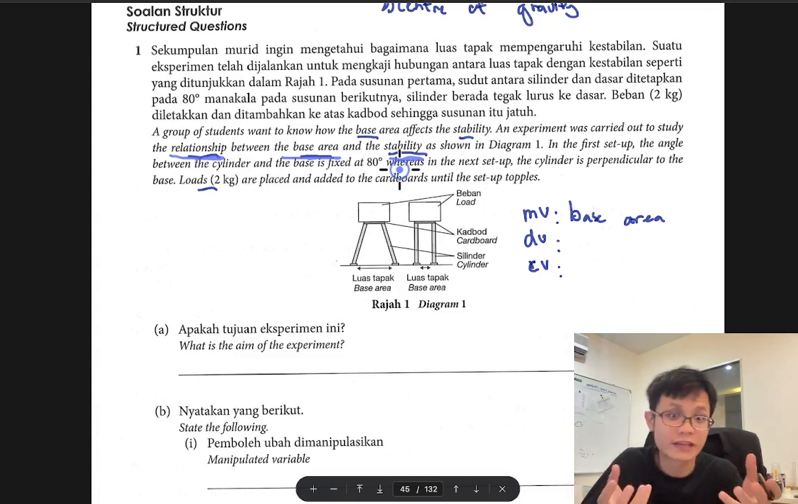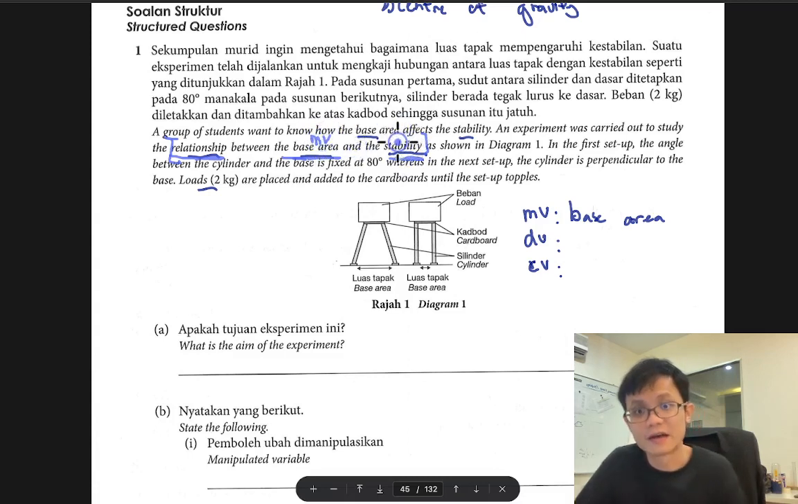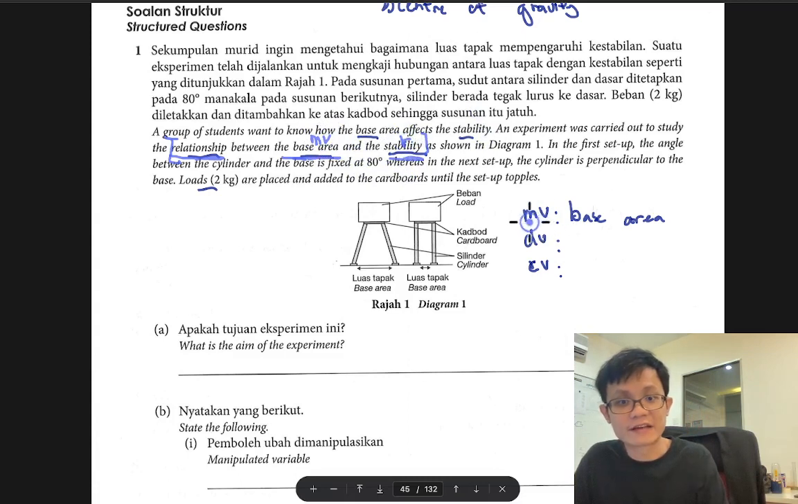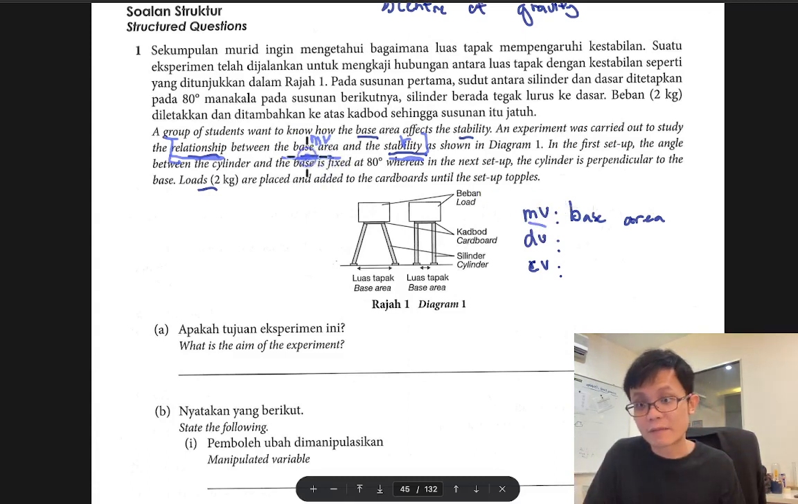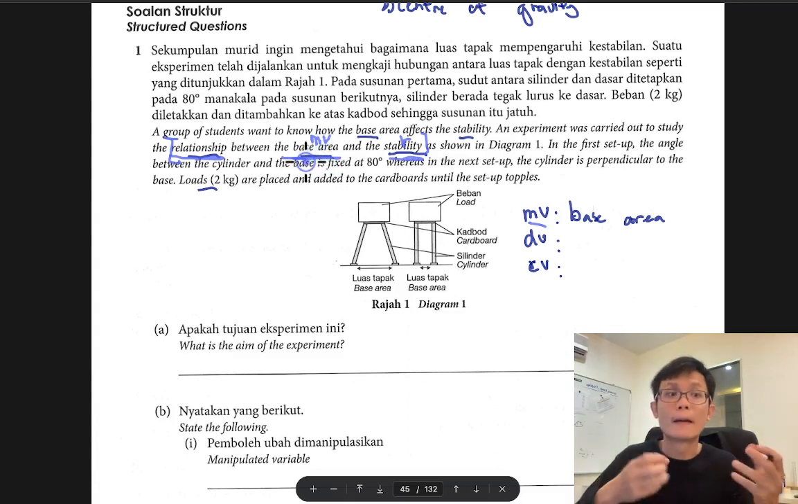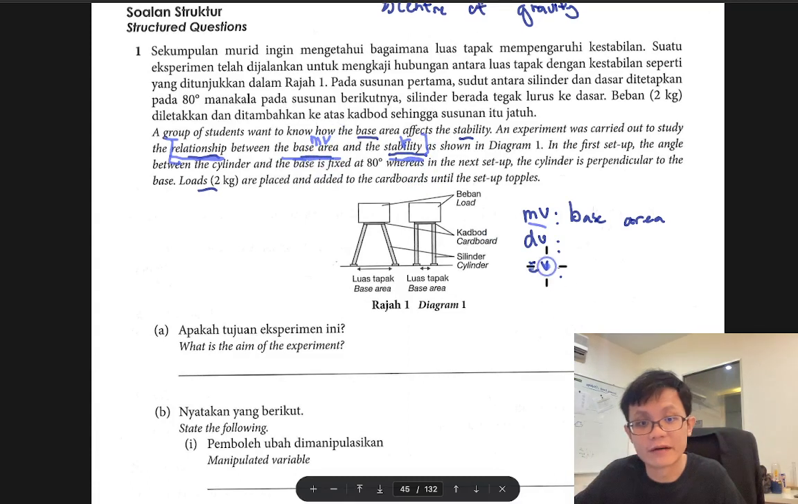So what do you want to test in this experiment? They want to test the relationship between base and stability. So the thing that we want to test is the MV, the thing that we want to change, and the stability will be the RV. So the base area is the MV, the thing that we want to change. The word manipulate in English means you want to manipulate, you want to change. And what is the responding variable? Either dependent variable, or some people use the word responding variable, it is still the same thing. It is the stability.